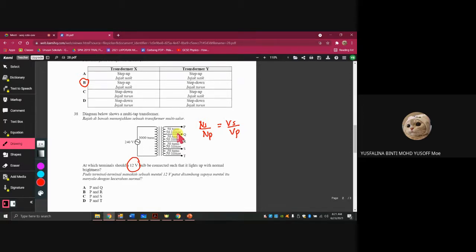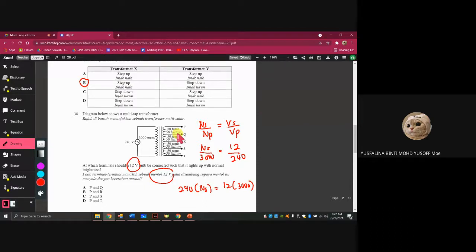So you got the answer, Yingxi. What is the number of turns in the secondary here? This one you need to find, NS. The number of primary turns is 3000. The voltage of the secondary is said to have to light up the bulb, 12 volt. So the secondary voltage is 12, the primary voltage is 240. You just cross multiply: 12 times 3000, divided by 240, so you get 150.